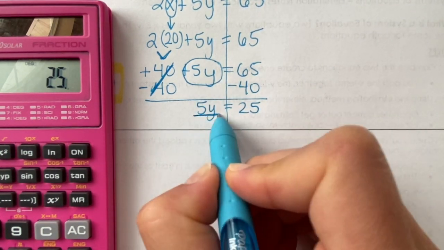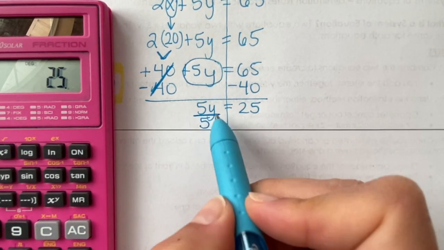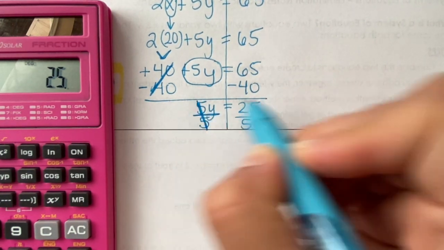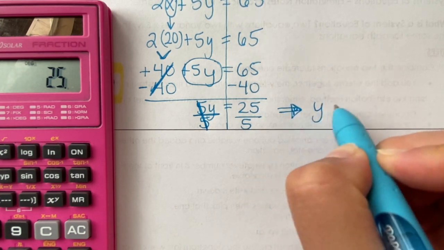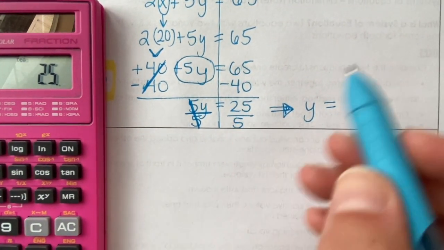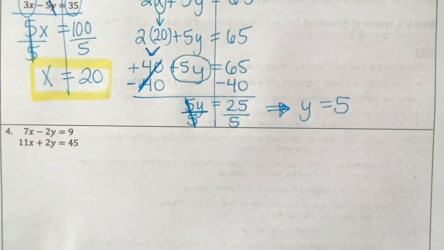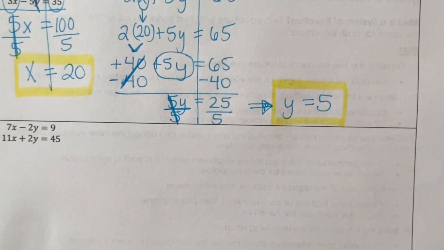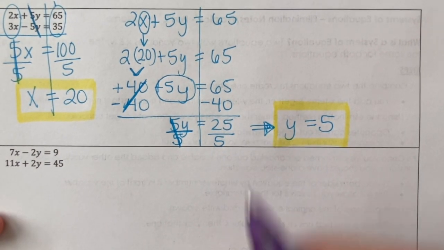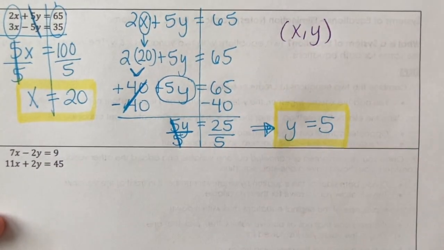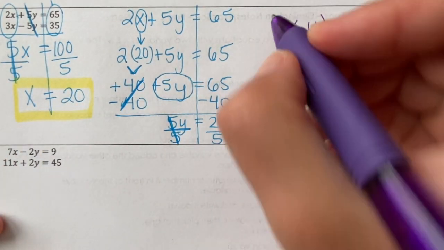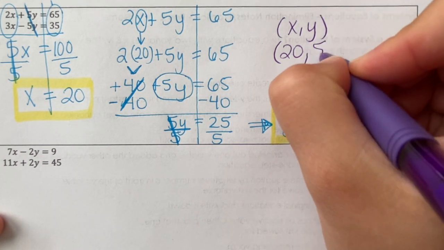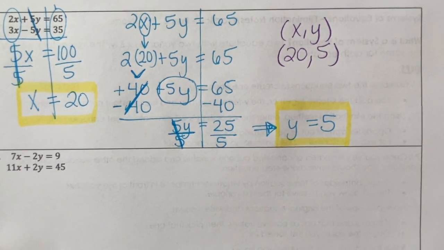Times 5, the opposite of times 5 is divide by 5. If you divide by 5 on the left, you've got to divide by 5 on the right. 5 divided by 5 is 1. You have 1y all by itself, and 25 divided by 5 is 5. And the last step is you write your answers together as an ordered pair, x comma y. Your x value is 20. Your y value is 5. So that's your final answer, 20 comma 5.